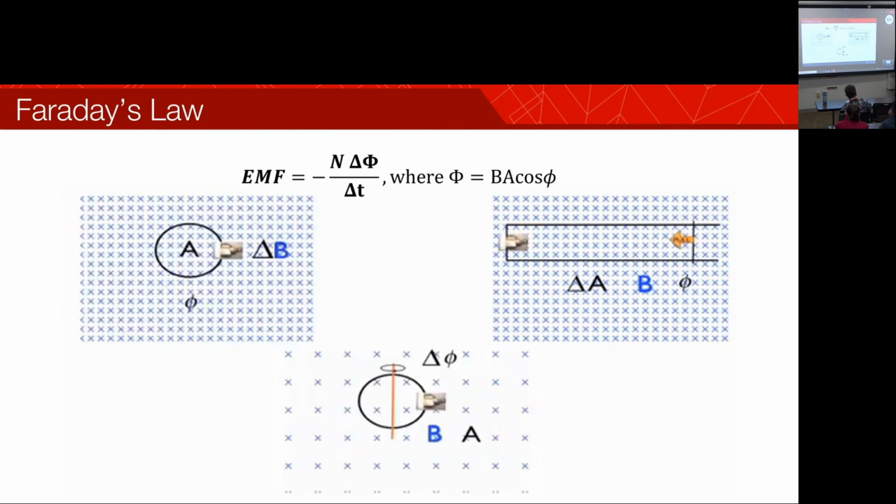we can change the angle at which the magnetic field intersects. When the circle is like this, the maximum amount of magnetic field is passing through it. But when the circle is like this, essentially all the magnetic field is just shooting right past the area. And so the magnetic flux through this area is 0 when it's 90 degrees to the magnetic field.